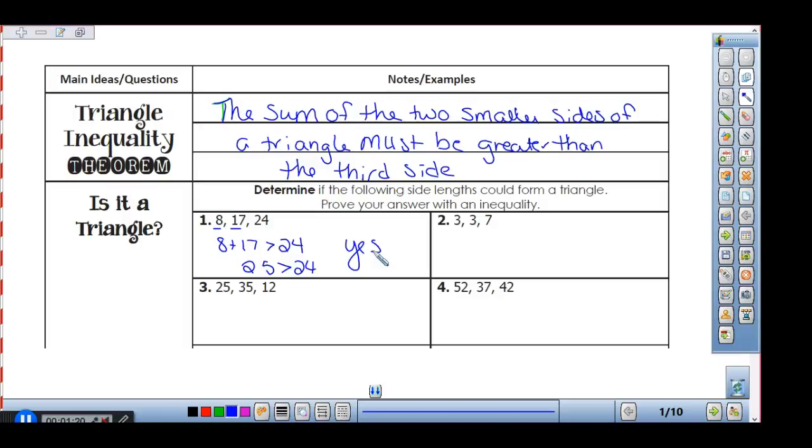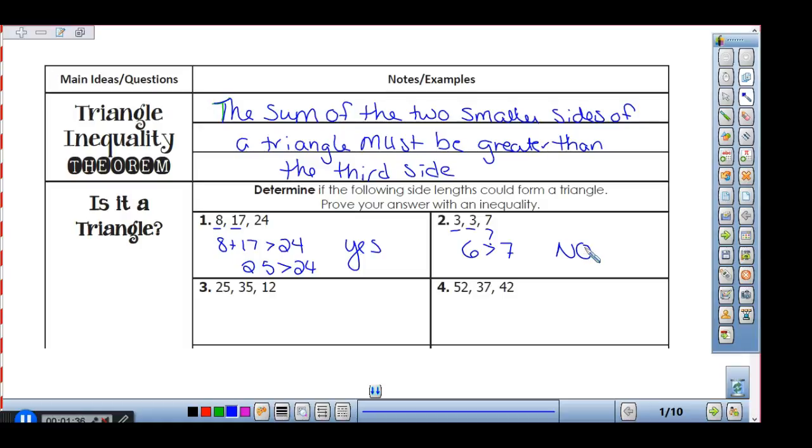Okay. In number 2, my two smaller sides are 3 and 3. I add them together, I get 6. Is 6 greater than 7? No. So I would write no. That's not a triangle.